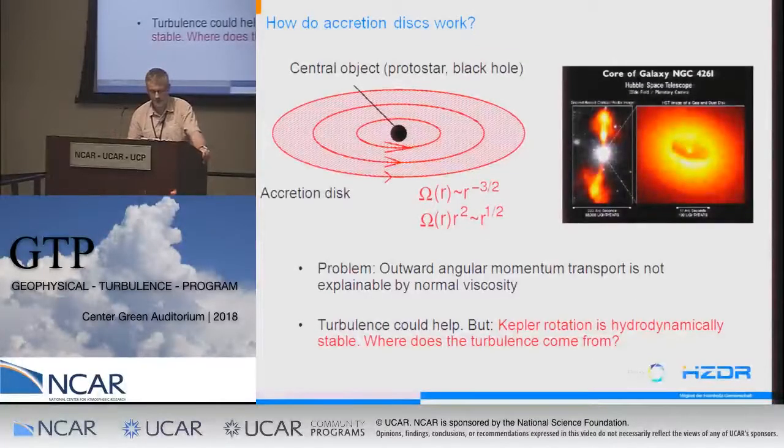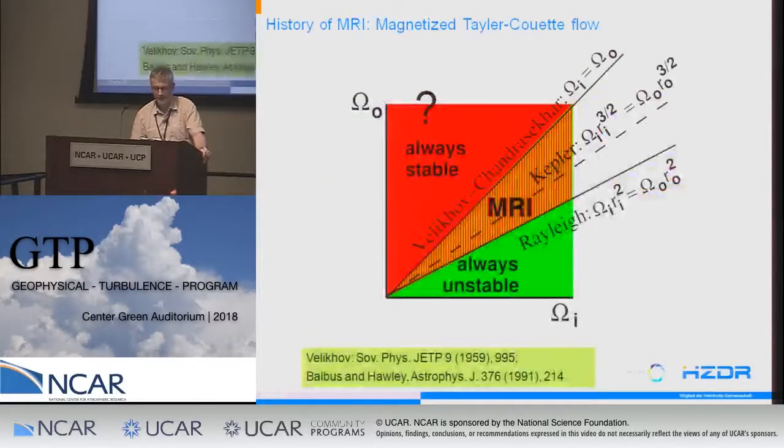I think you have heard a lot about the background. We have central objects, protostars, black holes, and we have this old problem: how is it possible that the accretion disks around them can become unstable, because angular momentum is increasing outward, so the Rayleigh criterion is not fulfilled. And what people now believe is that the MRI could help here.